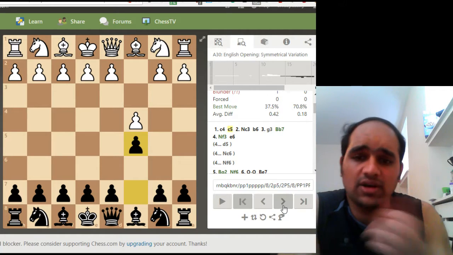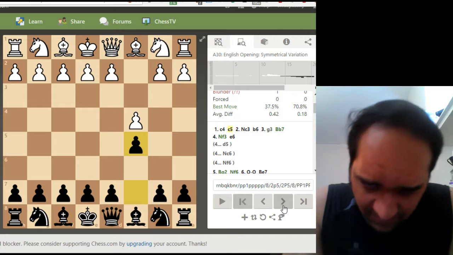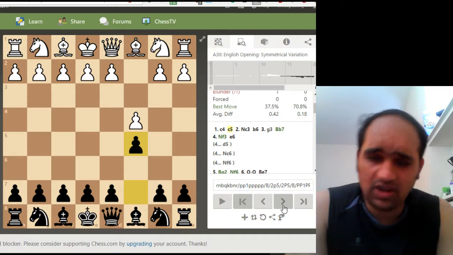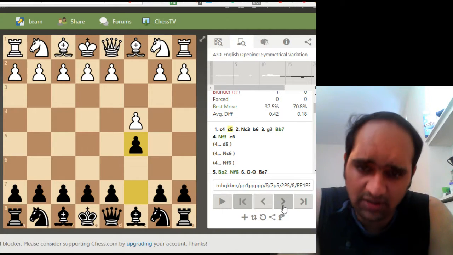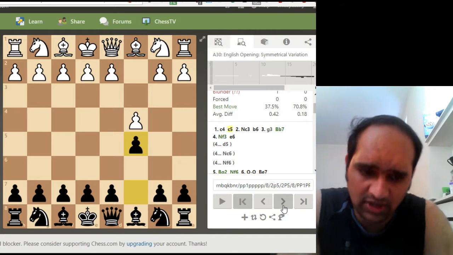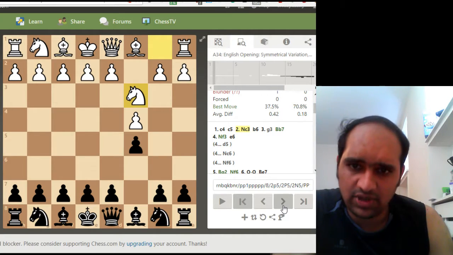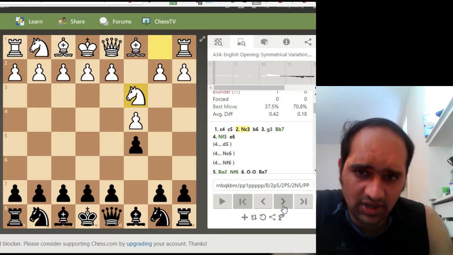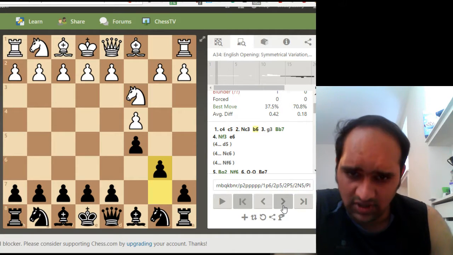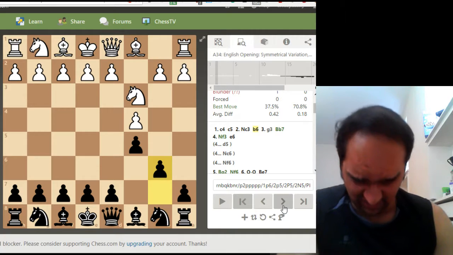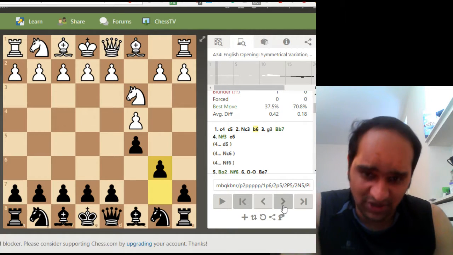Here I'm playing c5. This is a very good example. This is how a symmetrical English opening starts. And my opponent played knight f3, knight c3, which is quite standard. So I played b6, which is not very common actually.